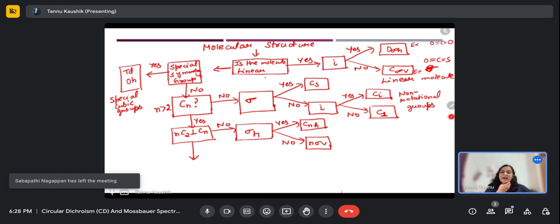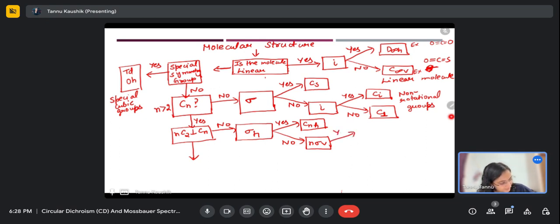So as I said, either the molecule will have n sigma v corresponding to the Cn principal axis, or it will not have any vertical plane in it. So if it has n sigma v, then it will belong to Cnv point group. And if it doesn't have any vertical planes, then the molecule will belong to simple Cn point group. So these are single axis point groups. That is, here we have only one rotational axis, which is the principal axis.